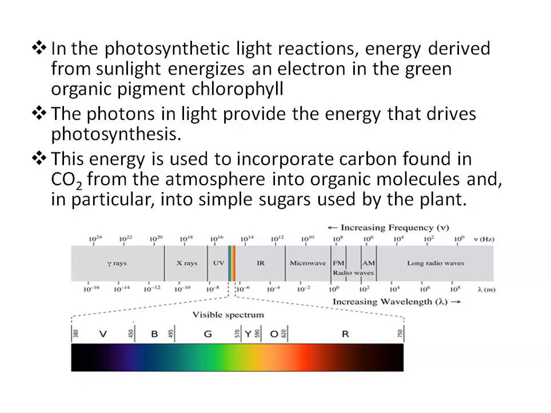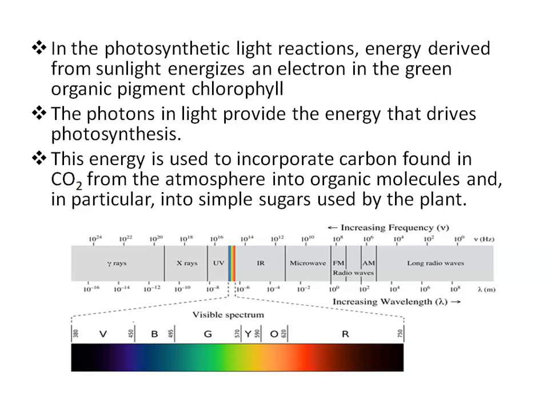In the photosynthetic light reactions, energy is derived from sunlight. So first, let's start with light because that's where the plant gets the energy for photosynthesis. Light travels in waves, and the length of the wave, measured from one peak to the next, is called wavelength, which differs for different colors of light, right?